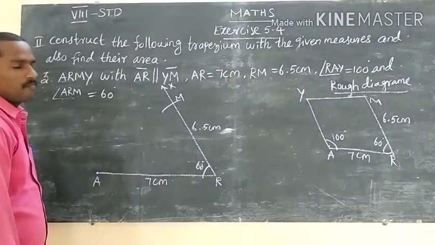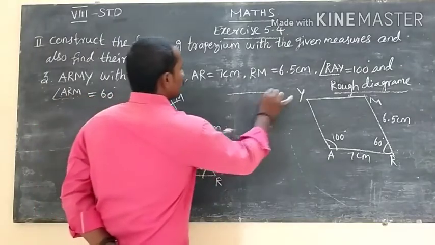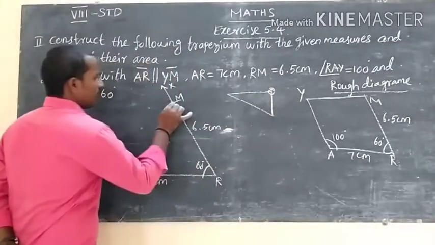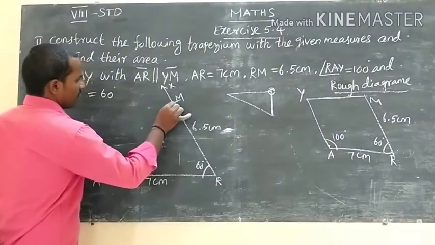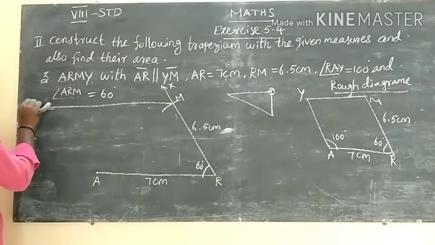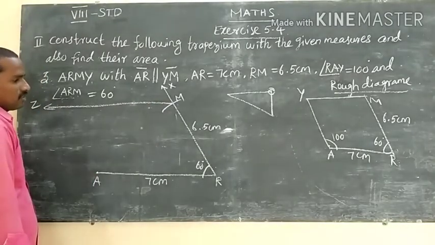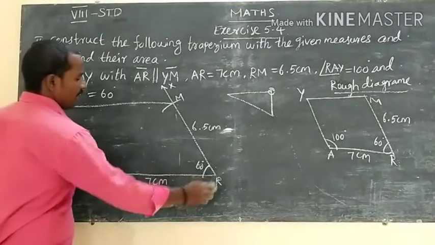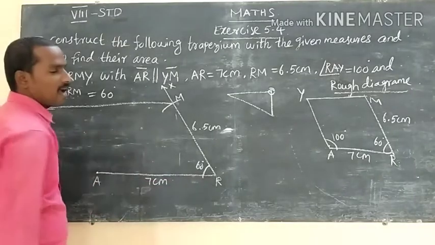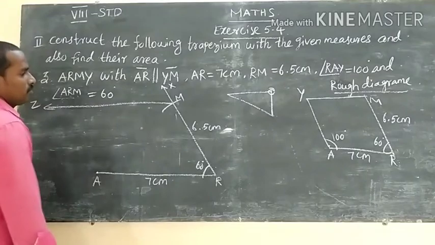Understood. Then take your set square. Put it on this line here, the corner fit on here. Then draw the straight line. Draw the ray MX parallel to AR. Use the set square. Okay, this is your third step.